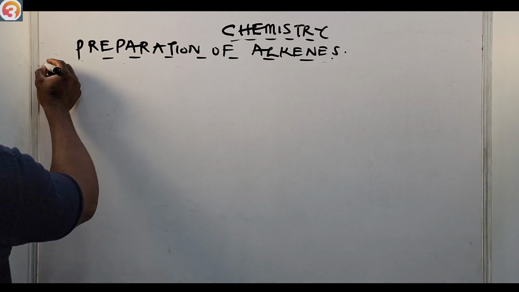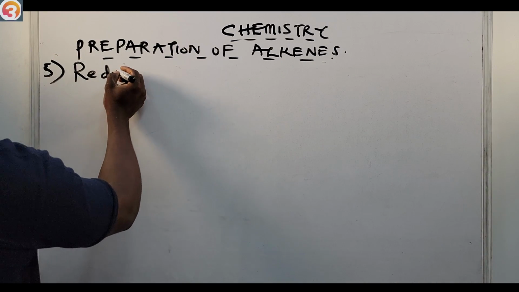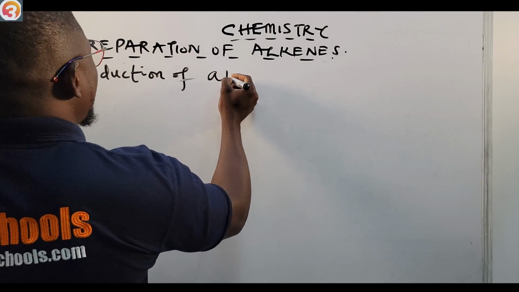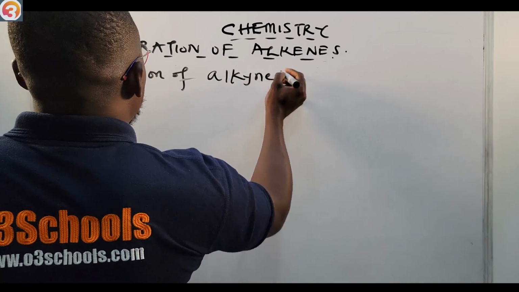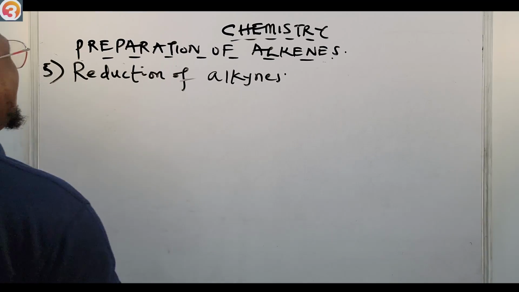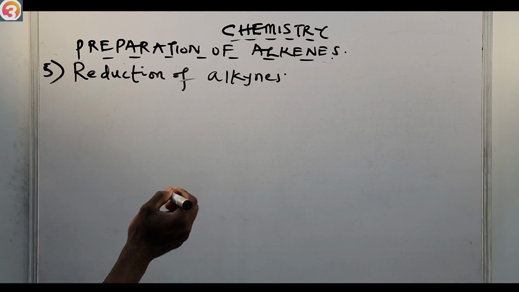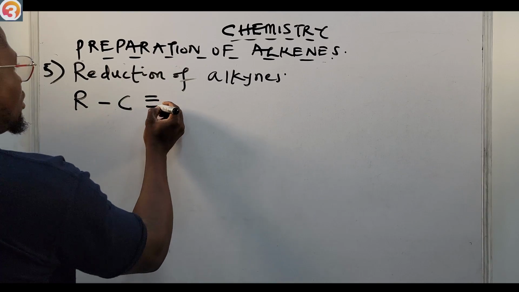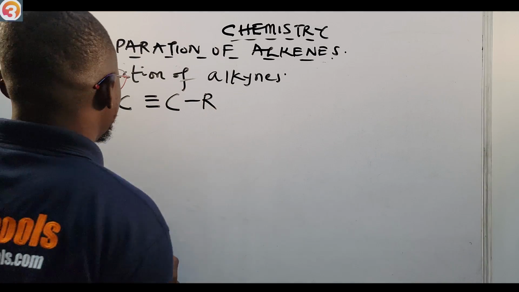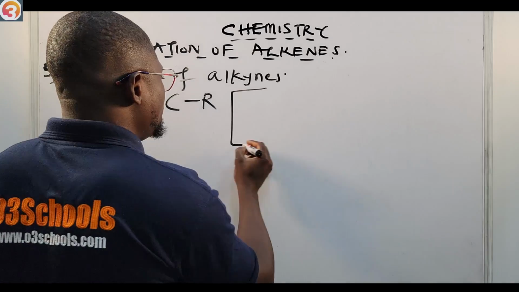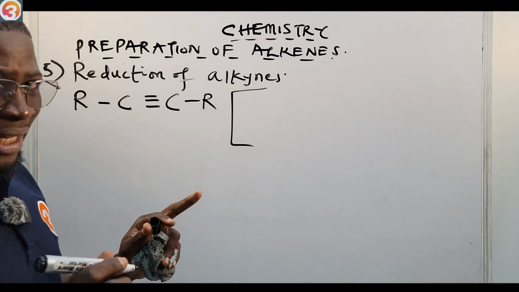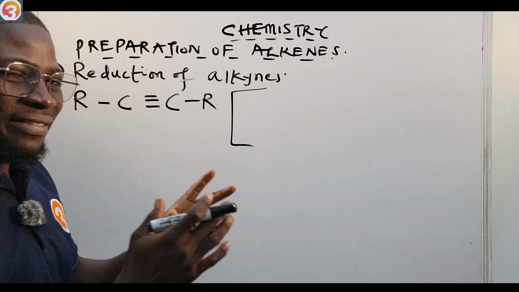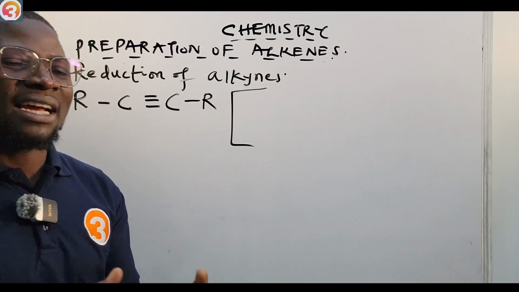So number 5 is reduction of alkynes. Let us see the general formula for the reaction. Let's say we have an alkyne like this, C bonded to C, then an arrow. Depending on the catalyst we use, I'm going to have either a cis alkene or a trans alkene.